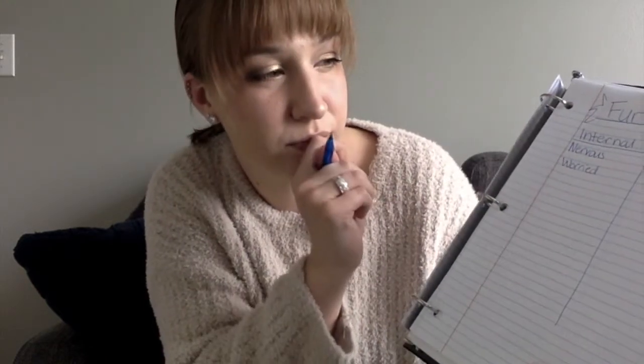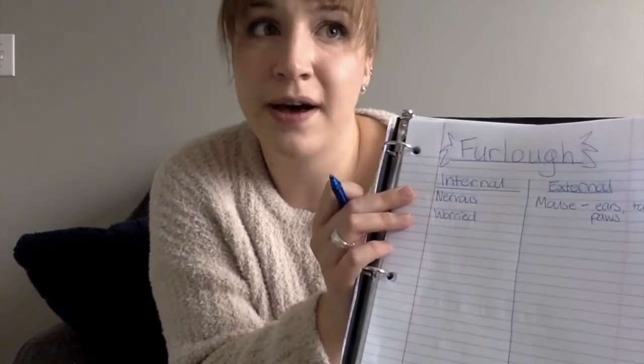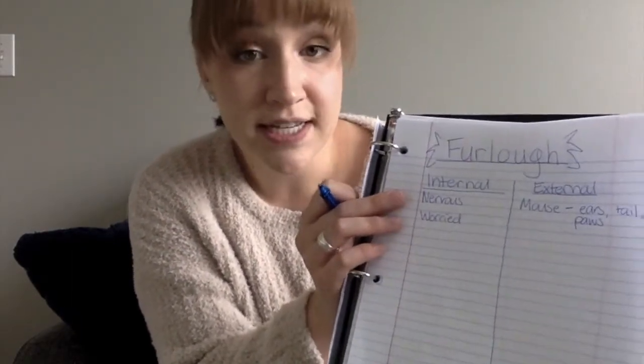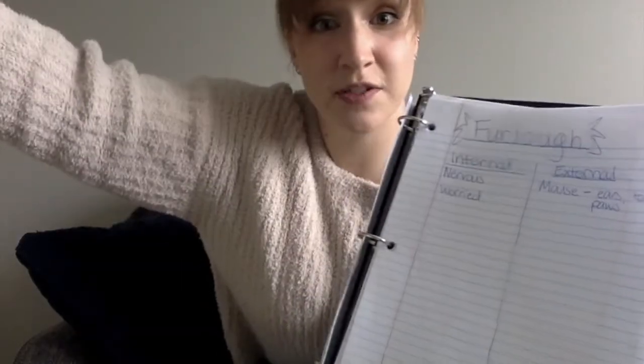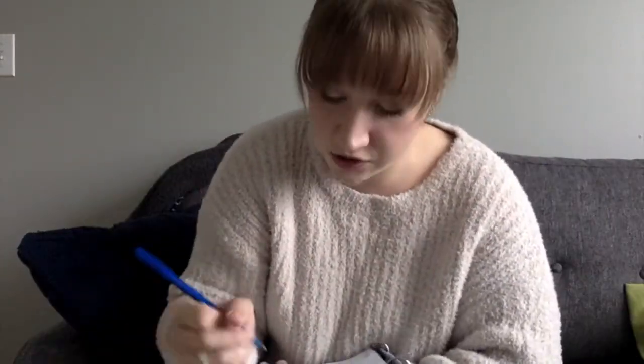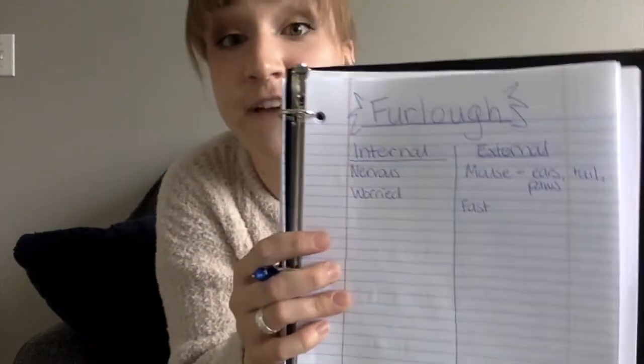Let's try and come up with one more external one. Do you remember back in the story when we were reading about how Furlow was teaching Despereaux how to scurry and run? And before Despereaux knew it, Furlow was already gone. He was running fast. So an external trait could be fast. His physical body moves fast when he's scurrying. So an external trait, we could say he's fast. He moves really fast.